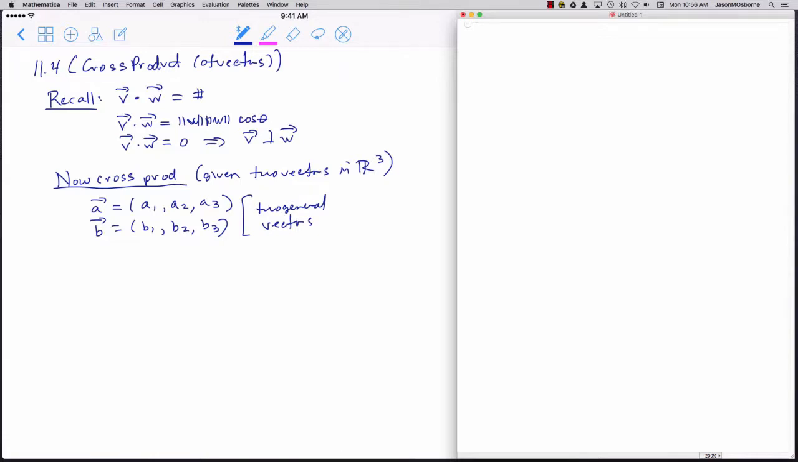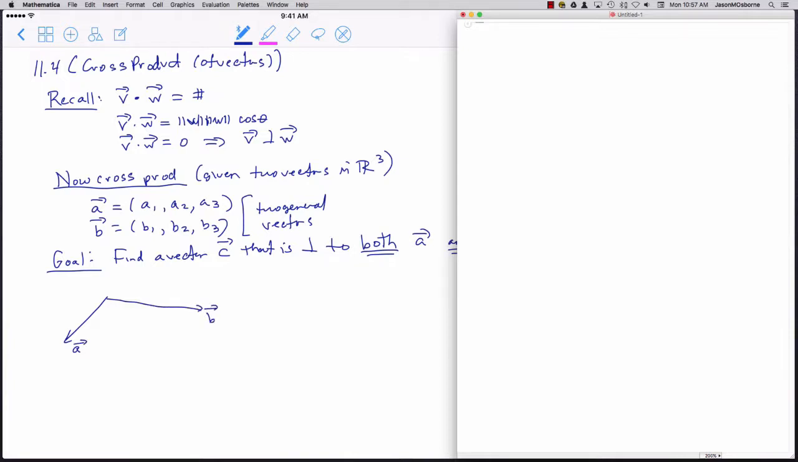Our goal for this section is to find a vector C that is perpendicular to both the vector A and the vector B. Using our knowledge of the dot product, we can formulate this question. For example, here's your vector A, here's a vector B. Our goal is to find a vector C here that is perpendicular to both A and B. So what is this vector?